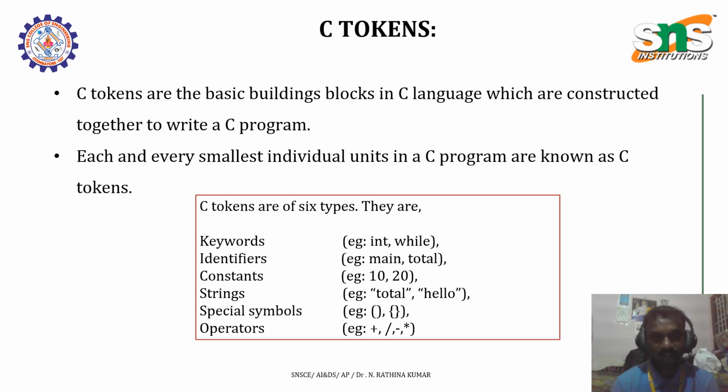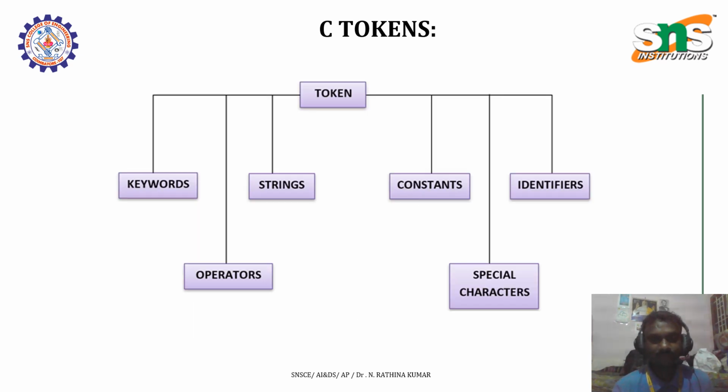In this slide, a very simple example of a keyword is int or while. An identifier is, for example, total. An example of a constant is a number such as 10 or 20. An example of a string is hello. The special symbols are the open bracket and close bracket. We will see separately what is meant by operators and the different types of operators. Here we show only some examples for understanding purposes. These are all the types of tokens.